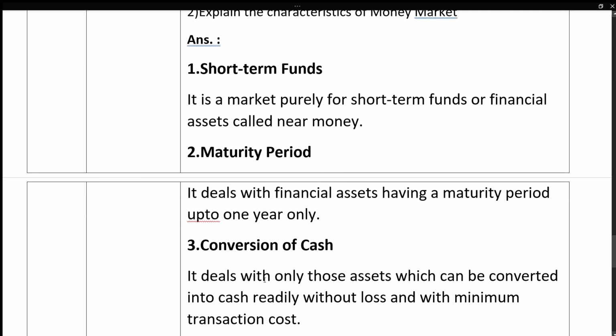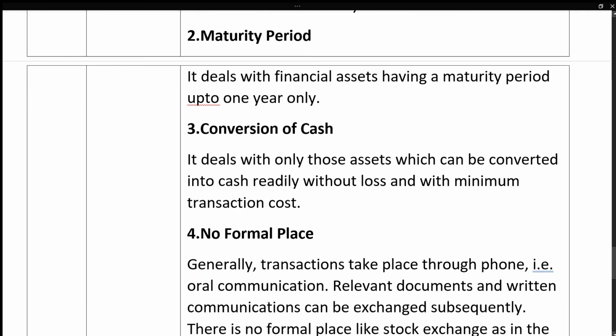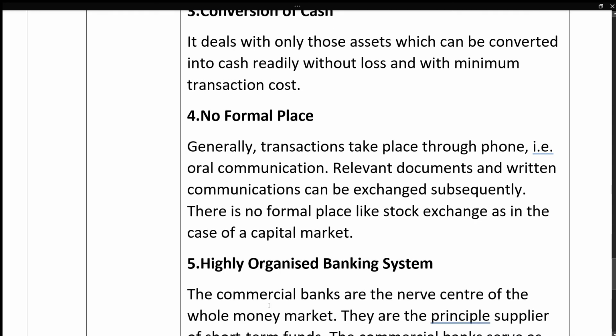And then conversion to cash. It deals with only those assets which can be converted into cash easily without losing more money, and with minimum transaction cost. And here mostly the transactions take place through phone or oral communication, and relevant documents and written communication will be exchanged subsequently. So there is no formal place like a stock exchange as in the case of capital market.